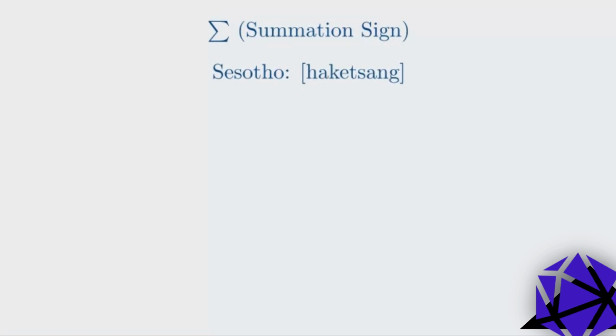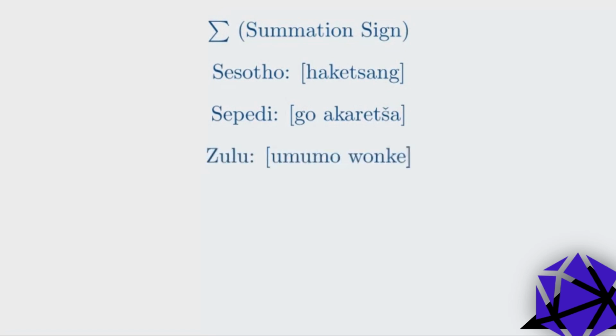The summation symbol is used to add up a list of numbers. This is the Greek letter sigma. It's a shorthand way to write a long addition problem. In Sesotho, we say hakitsan. In Sepedi, we say go akaretsa. And in Zulu, we say umumo wonke.